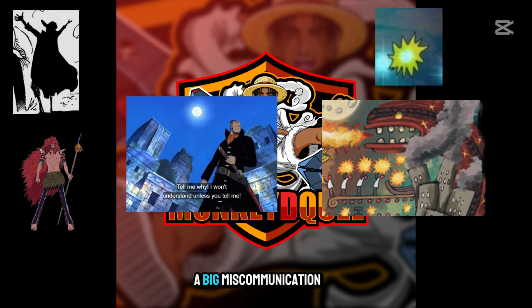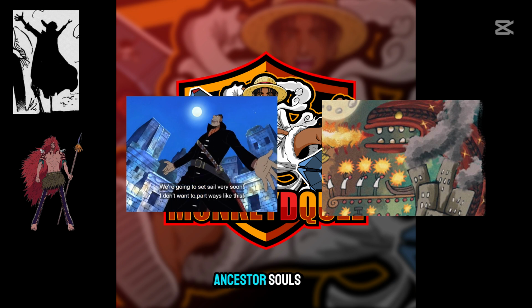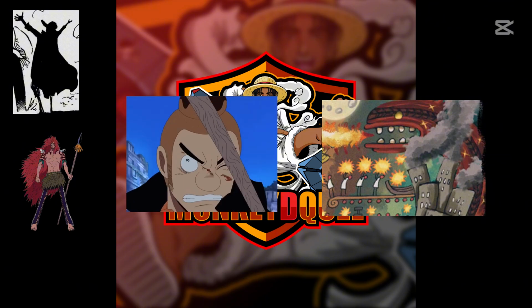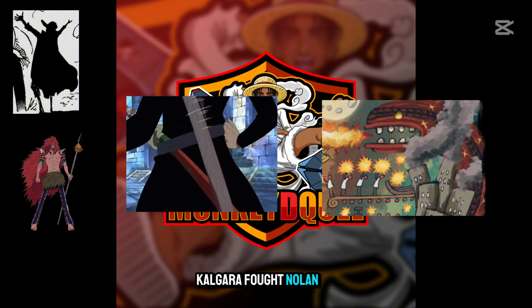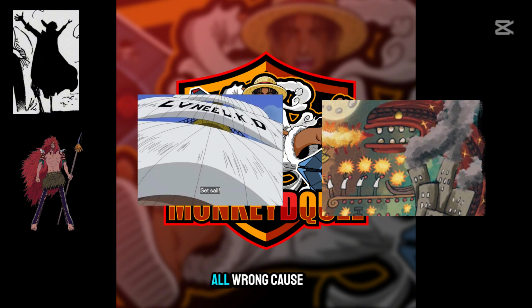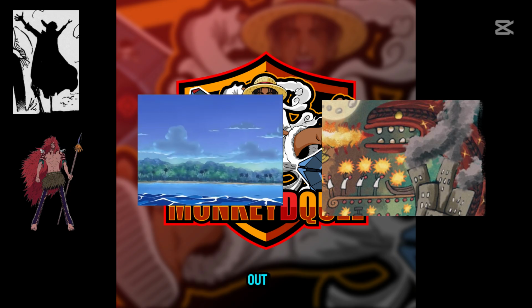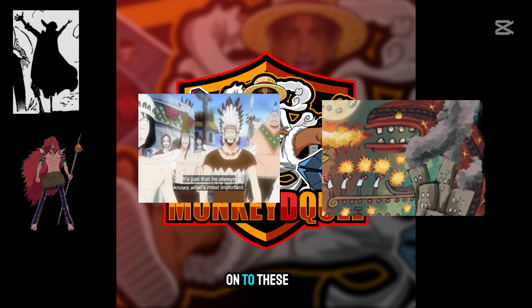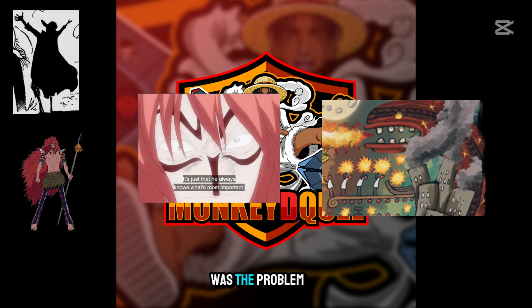But due to a big miscommunication and a destruction of the forest and their own ancestors' souls, a giant confusion was brought about. Nolan and Kalgara fought, Nolan was sent away, but this was all wrong because eventually Kalgara found out, oh no, he was actually saving us. The trees, holding on to these dead ancestors, these dead souls, was the problem.